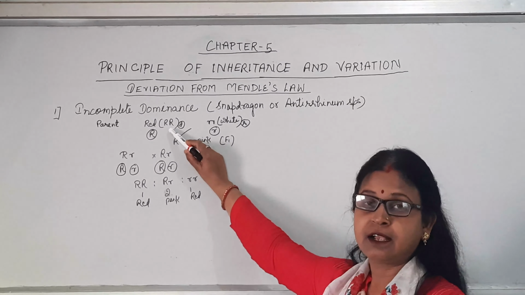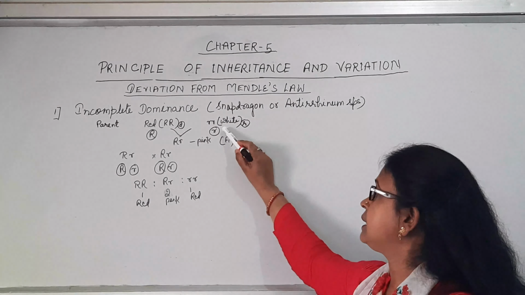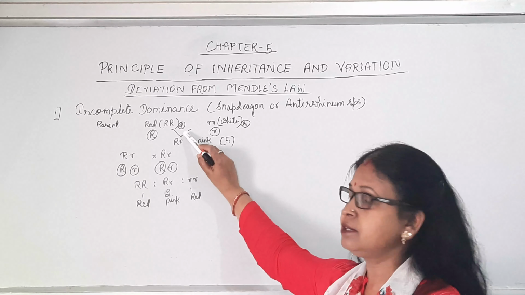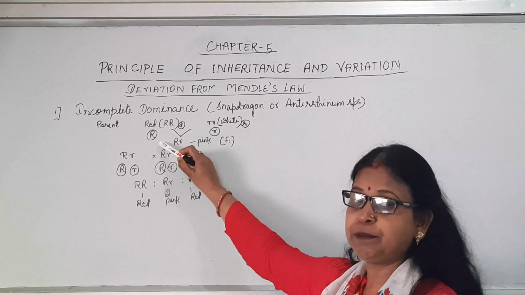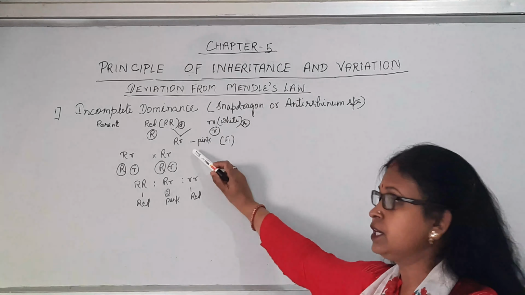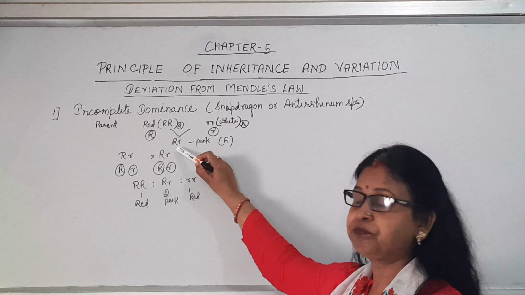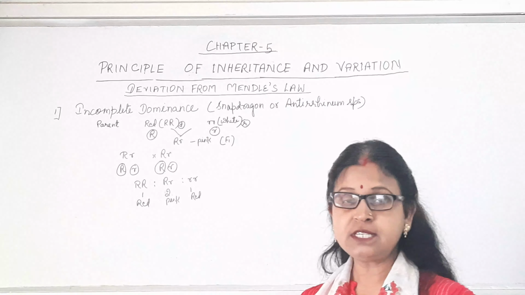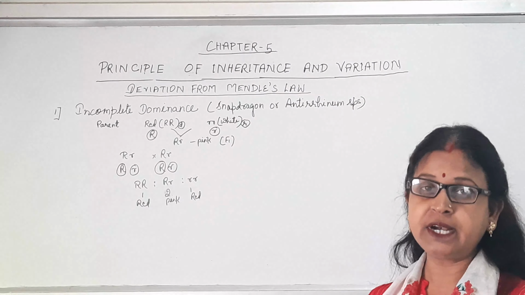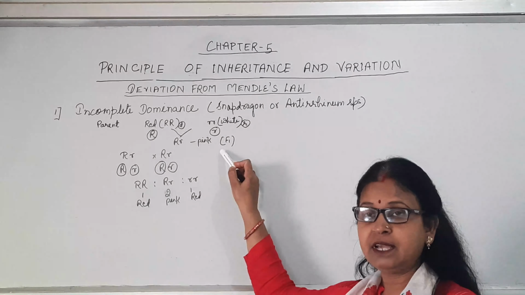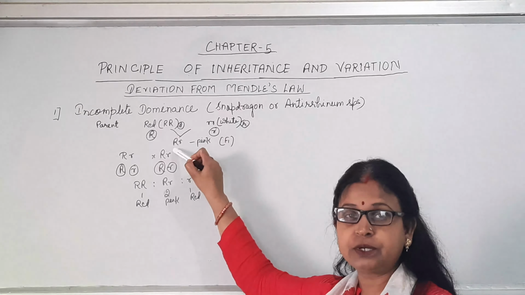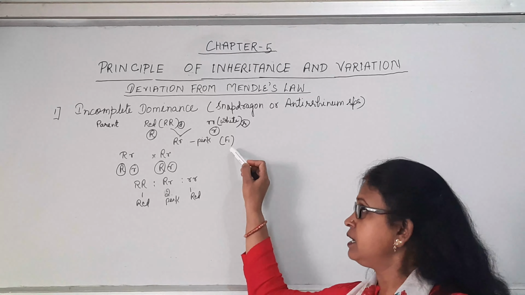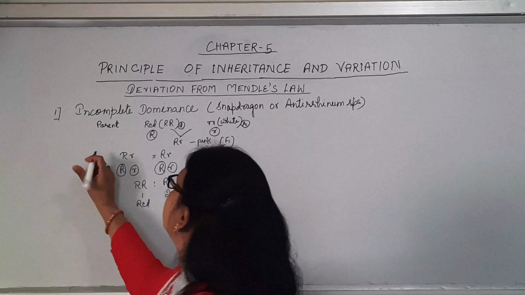Now we can take capital R for the red plant and small r for the white, which is recessive, and this capital R is dominant, which is red in color. These are the gametes, capital R, small r. Now in F1 generation, the genotype of the offspring is capital R, small r. According to Mendel's law, this should be red in color, but here it is pink in color. That means capital R is not totally dominant over this recessive allele, and that's why it appears pink.